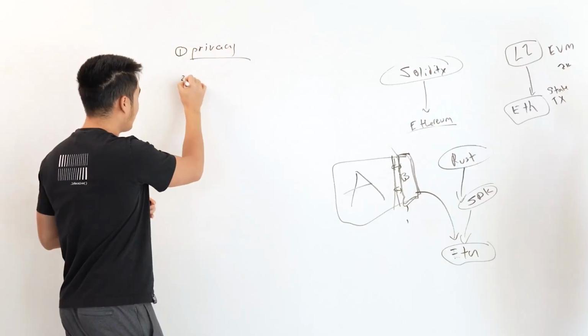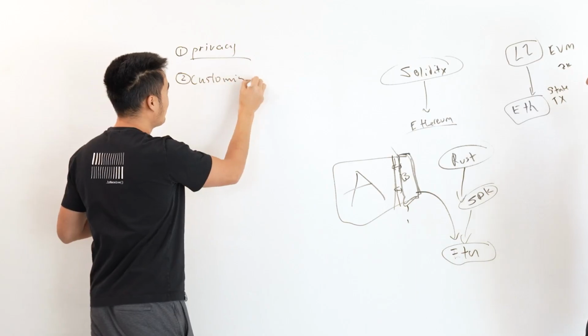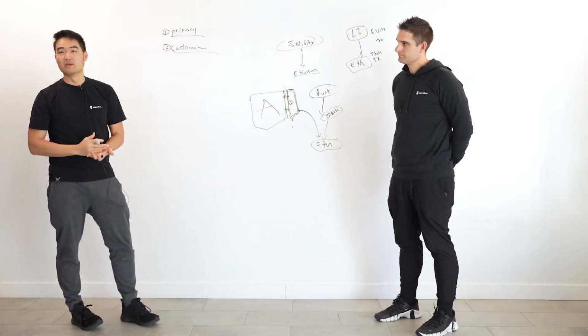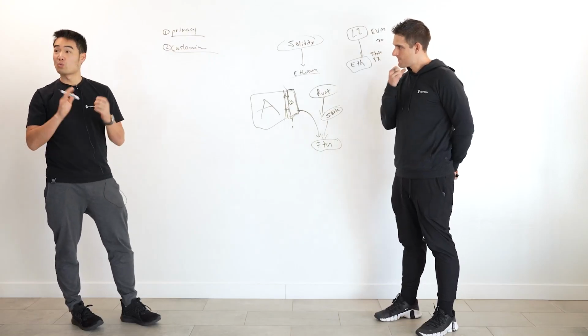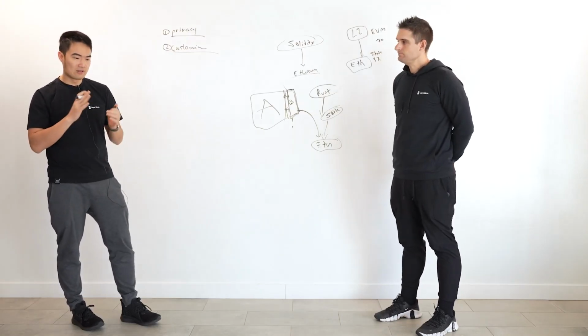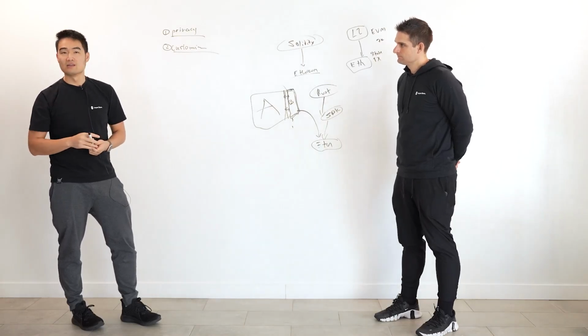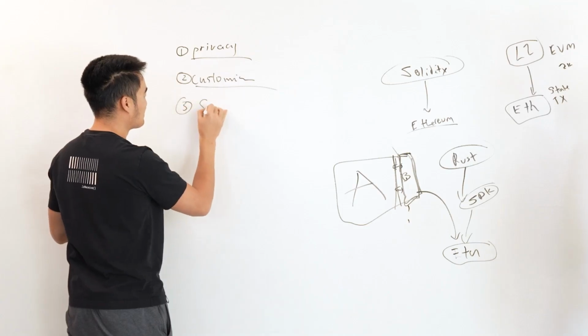And then the second thing is customization. You also don't need to follow the rules of an L2 having a gas limit, block limit, nonce, or paying with the native gas token. You can do whatever you want. You can make it gasless, or make it pay with USDT, anything you want. And third is scale.